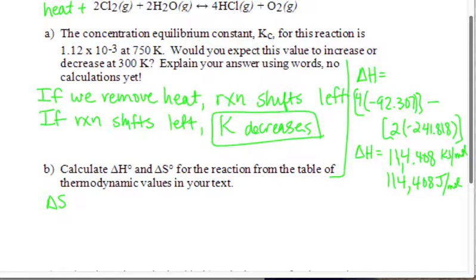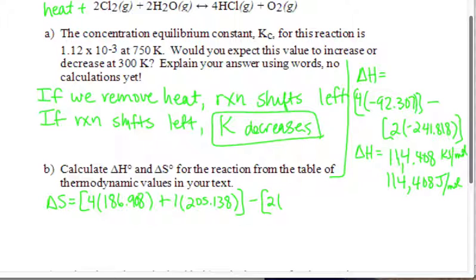Delta S is going to be equal to, this is going to be a longer one because we have an S for everything. 4 times 186.908 plus 1 times O2 is 205.138 minus 2 times Cl2 is 233.066 plus 2 times H2O gas, 188.825.